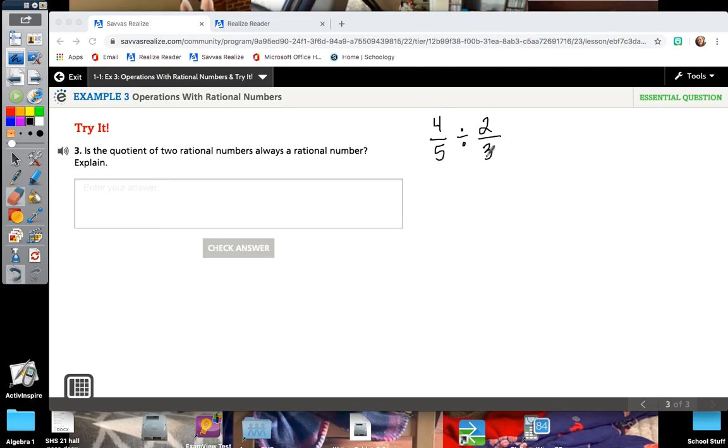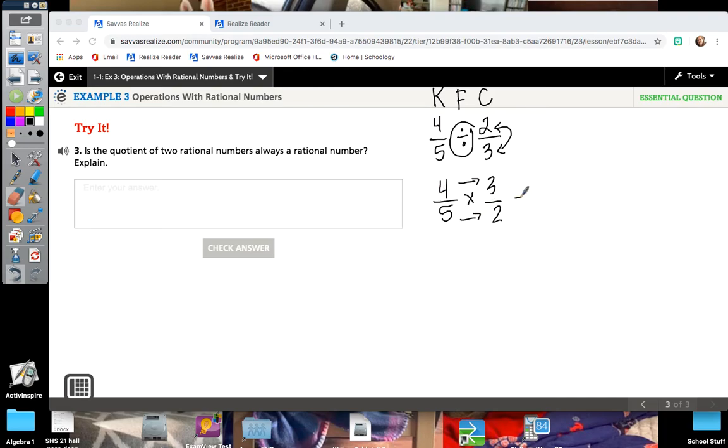If we divide this, do we still keep our integers, which make it rational? Well, when you're dividing, you keep, flip, and change. So we're going to keep our first fraction. We're going to flip our second fraction upside down. And we're going to change our sign to multiplication. And then we just multiply across.